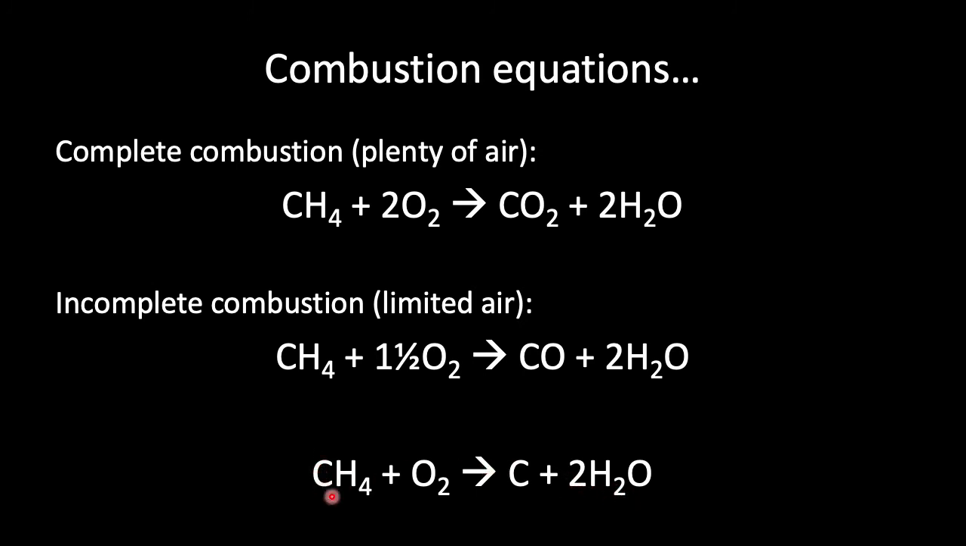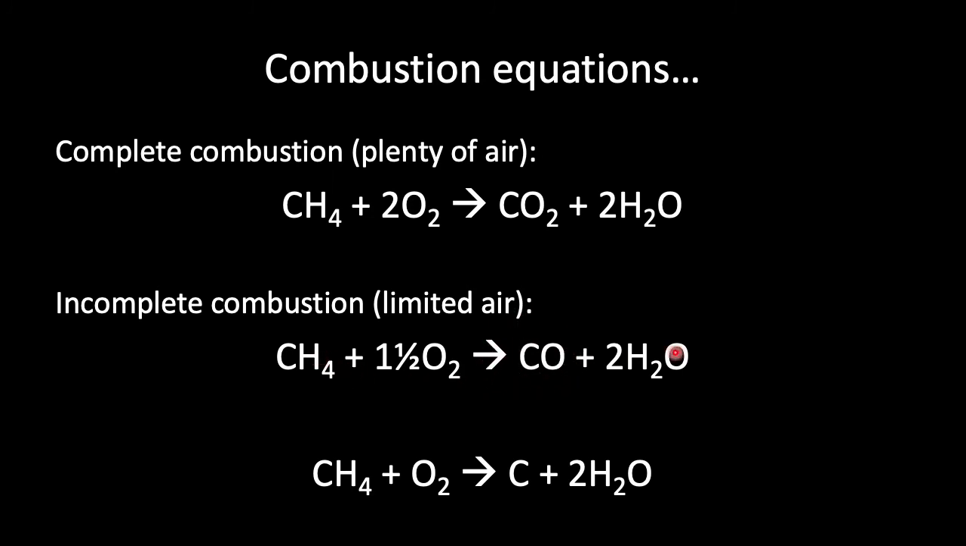You've got 1 carbon over here, so you need 1 carbon over here. Otherwise, it's balanced because if you put a 2 here, there's 2 oxygens here, which means that there's 2 oxygens here. That is incomplete combustion where you've got little to no air around. The in-between situation is where you've got more oxygen than you've got here, but less than here. You'll form carbon monoxide, which is a toxic gas.